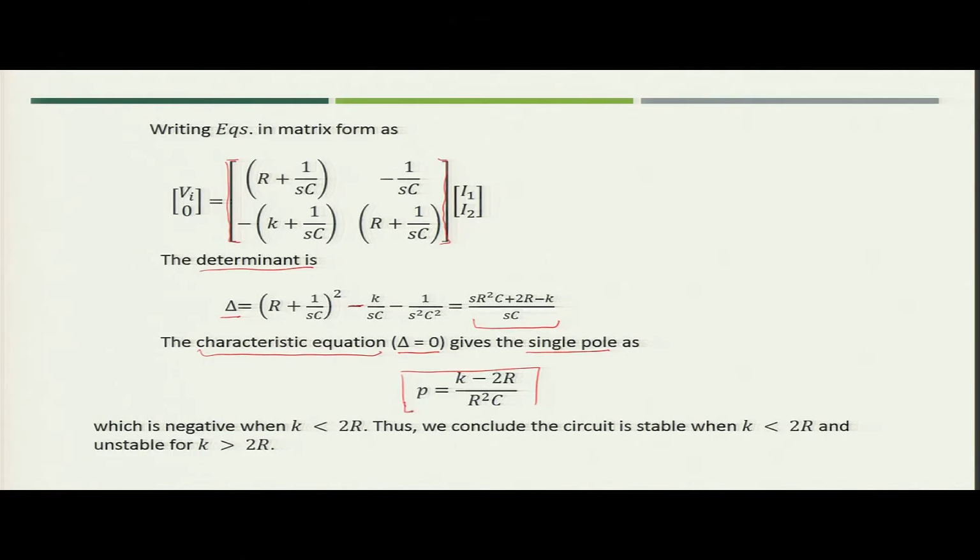Now, if you see this particular value of pole P, you will say that the pole would be negative when K is less than 2R. So, we can say that the circuit will be stable when K is less than 2R, otherwise for K greater than 2R the circuit would be unstable.